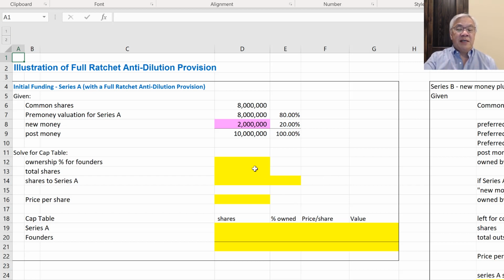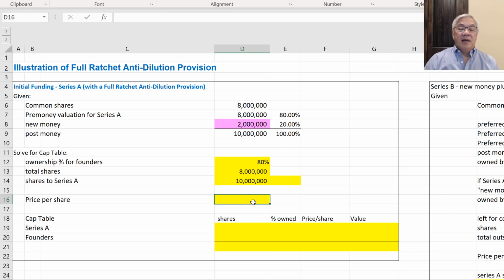So we can do something we've seen multiple times at this point. You put the ownership percentage of the common, and in this case, they own 80%. Then we put the number of shares that are held by the common shareholders. In this case, it's 8 million. So then we can determine the total shares outstanding, and that is 10 million shares. The amount to the Series A investors would be 20%.